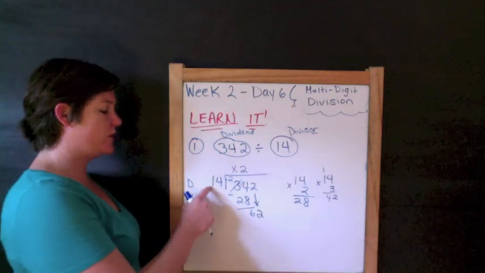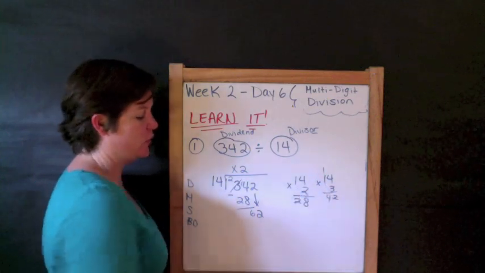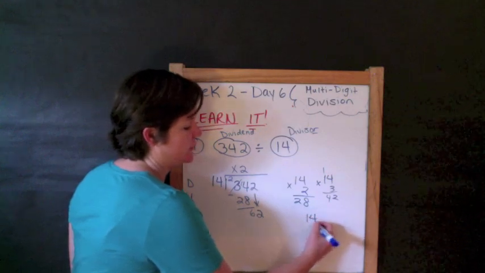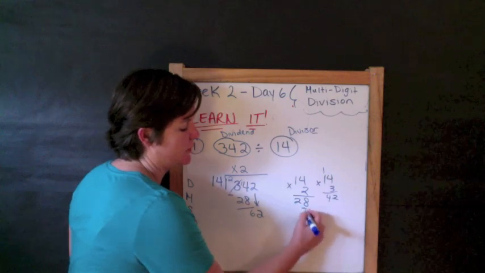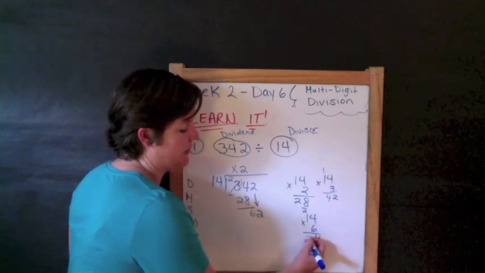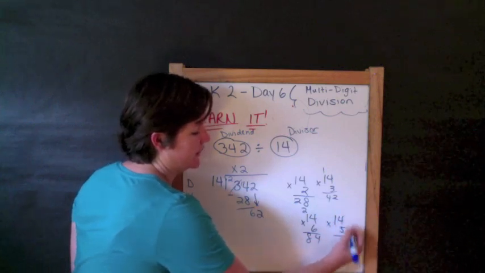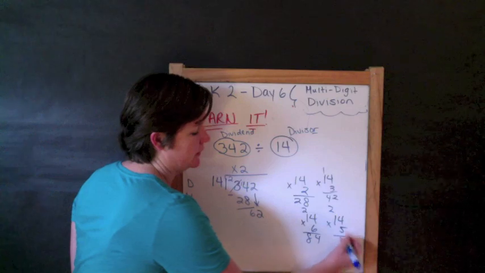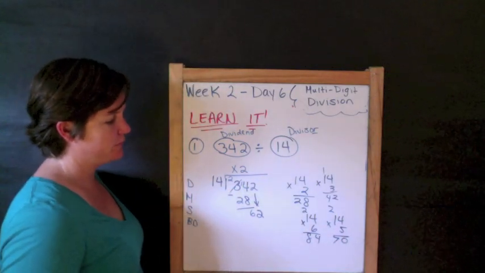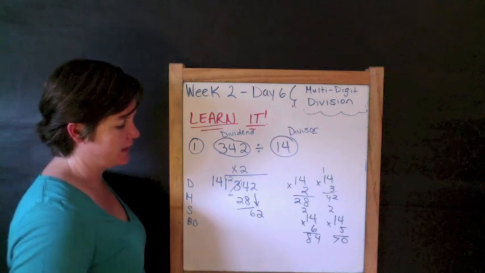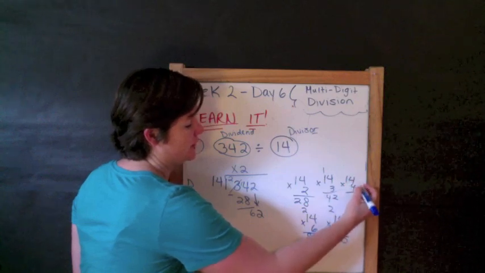How many times now does 14 go into 62? Well, I know it's higher than 3, because 14 times 3 is 42. Let me see 14 times 6. 6 times 4 is 24. That would be 84. That's a little too high. Let's try 14 times 5. 4 times 5 would be 20. That would be 70. Again, it's too high. Oh, I forgot 14 times 4. What am I thinking?